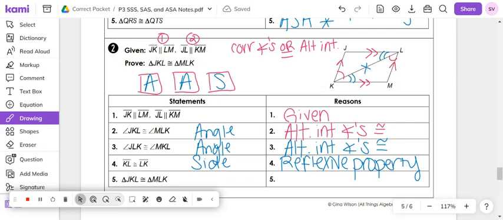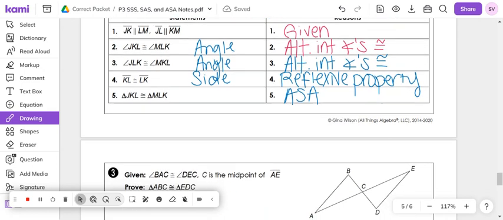Okay, and then our checklist is full. Again, our checklist is telling us we have angle, angle, side. But if we just separate out one of those triangles, we do see that we have angle, side, angle here. So angle, side, angle is our reason for that last statement. Okay, so that is number 2.